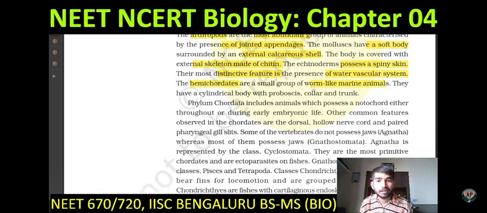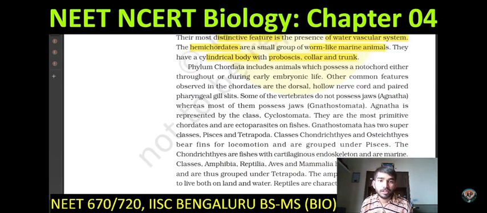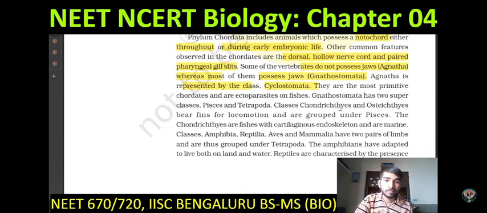Hemichordates, worm-like marine animals, cylindrical body, proboscis, collar, and trunk. Collar also has the structure called stomochord. That is why they were put under chordates earlier. Then chordates include animals with notochord throughout their life or during early embryonic life. Features include dorsal, hollow nerve cord, and paired pharyngeal gill slits. Vertebrates that do not possess jaw are Agnatha, whereas most of them possess jaw. Agnatha is represented by the class Cyclostomata.